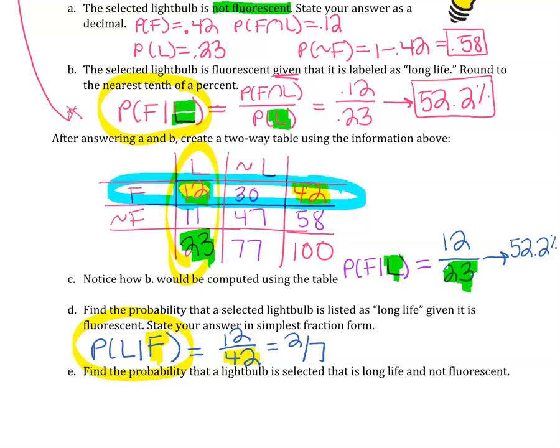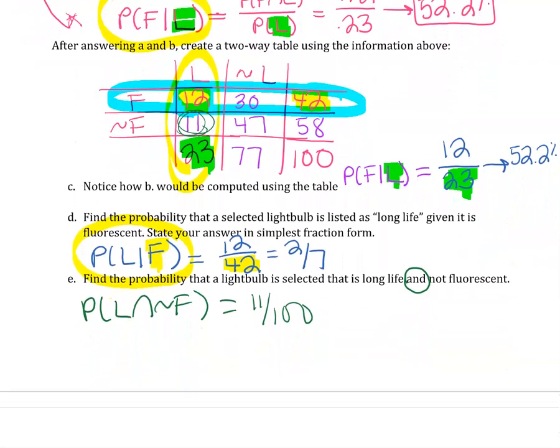All right, last question here. Find the probability that a light bulb is selected that is long life and not fluorescent. Okay, so I'll just put this in symbols to help us. Long life and not fluorescent. I go to long life, go to not fluorescent. Looks like it's 11. So that would be 11 out of 100 or 11%. And then we're done. And that just touches upon conditional probabilities.